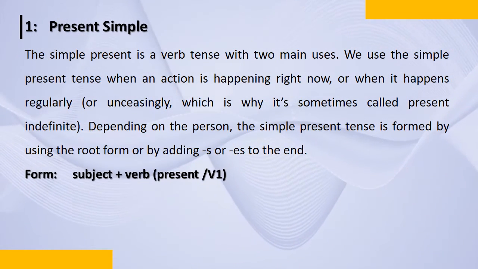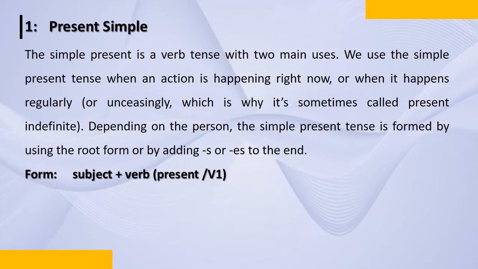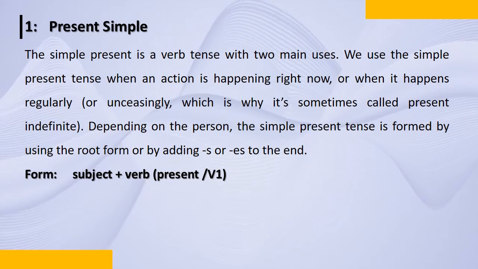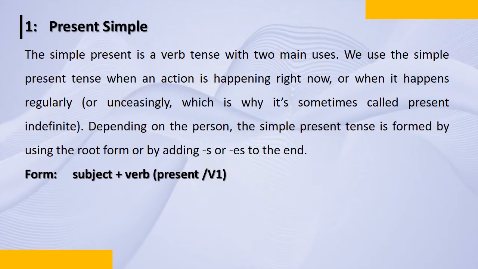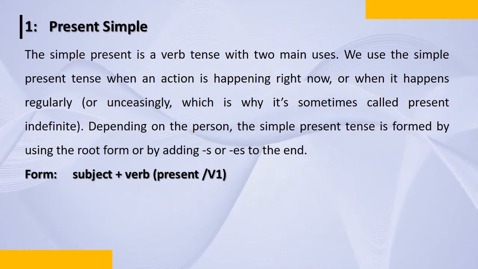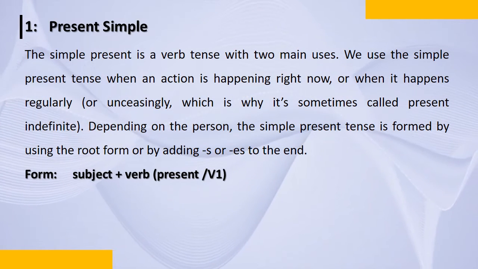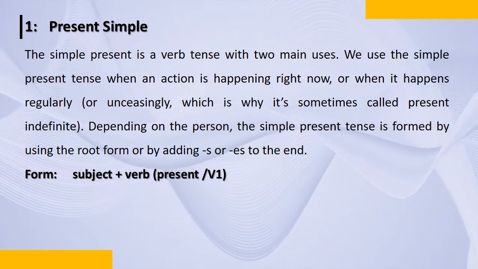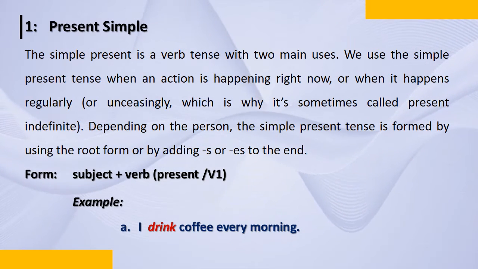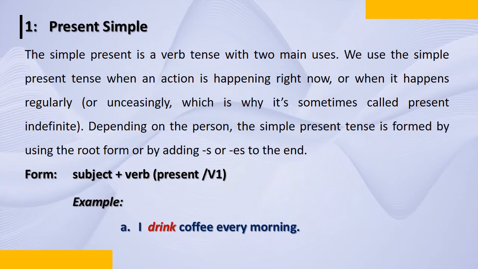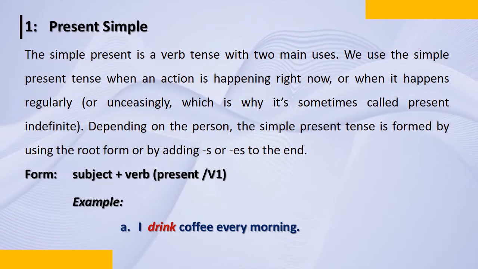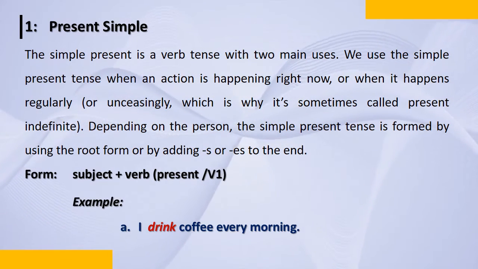That is subject plus verb. Subject can be I or it can be you. Verb is an action which is happening. We know what we have learned. What is a verb? Verb is something where action is happening. Now let us see with an example. I drink coffee every morning. Now what is the verb in this? The verb is highlighted in red.